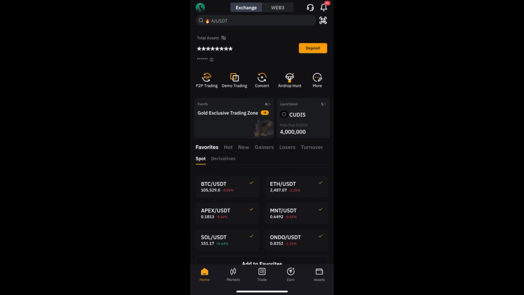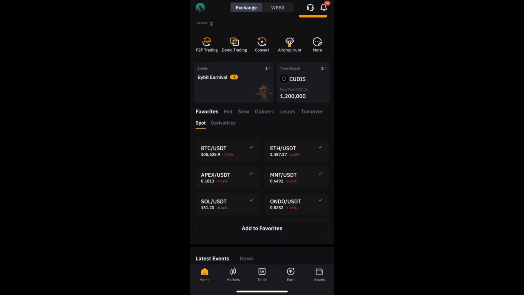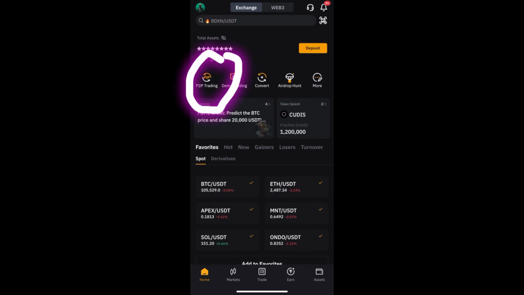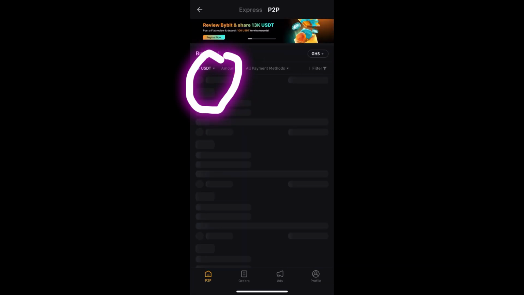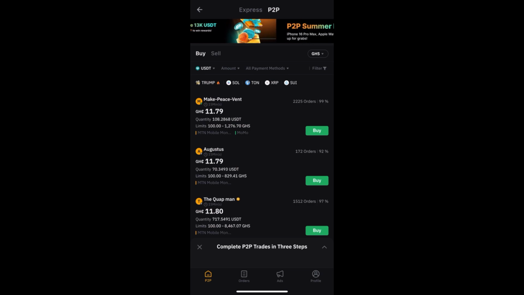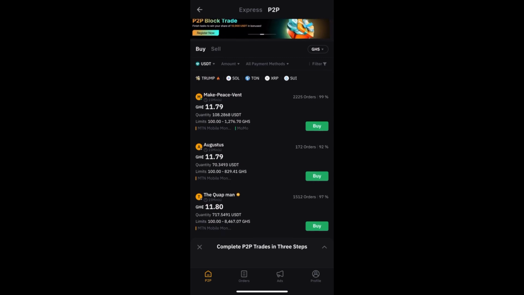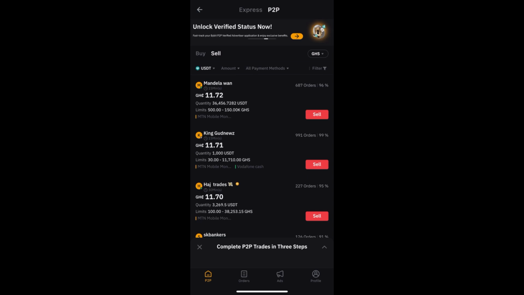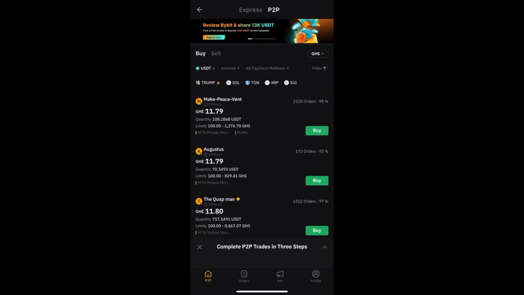So when you open Bybit, this is how it is. Then you go to your P2P trade. So this is your P2P trade, you click on P2P. You can see that we have buy and we have sell. Buy means that you are here to buy USDT using Ghana cedis, and if you go to sell, it means that you are there to sell your USDT in exchange for Ghana cedis.